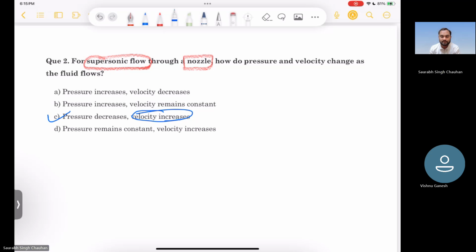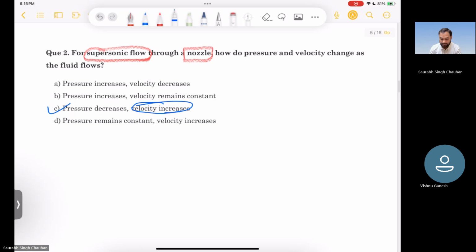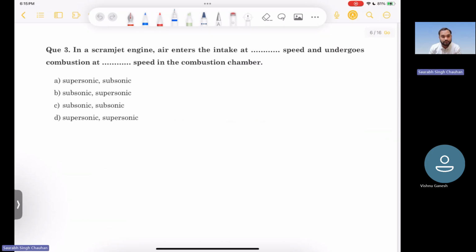Still, we have not said anything about the diverging nozzle or converging nozzle or any design aspect. We are simply talking about their purpose. The purpose of a nozzle is to increase the velocity. I hope it is clear. If it is clear, then we have question number 3.